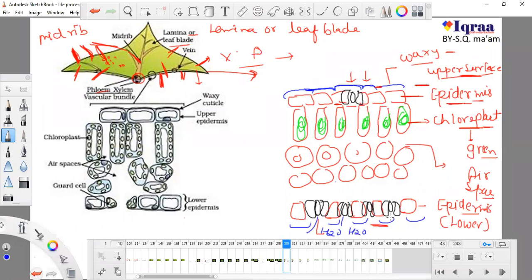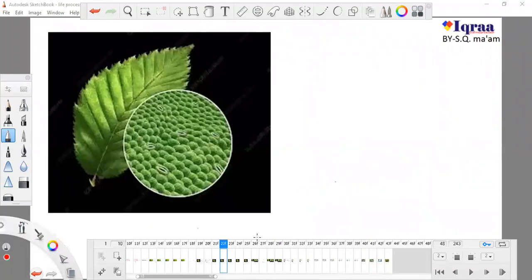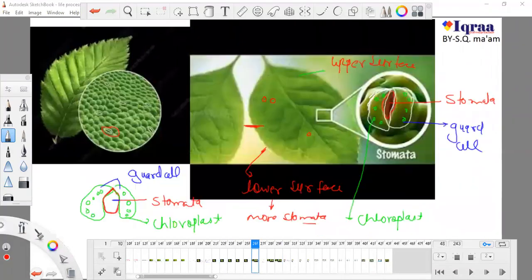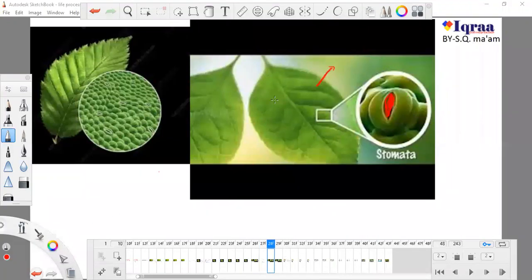The water will come out. So this is the lower surface which has a huge amount of stomata. Let me tell you why. How is the leaf arranged? The leaf is arranged in such a manner that this surface is always in direct contact with the sun, and sunlight directly strikes this.